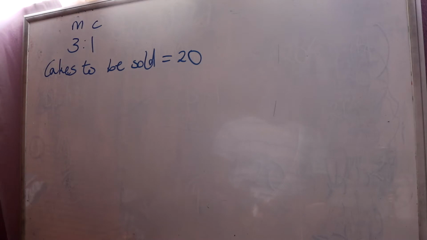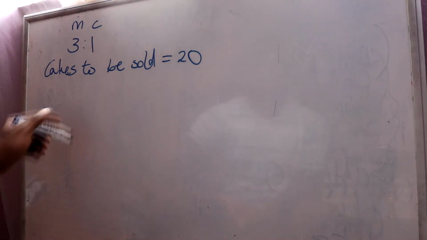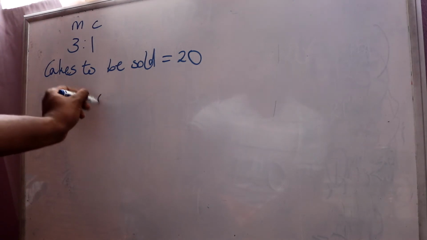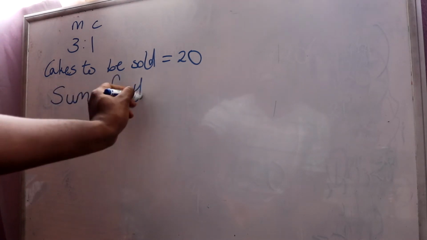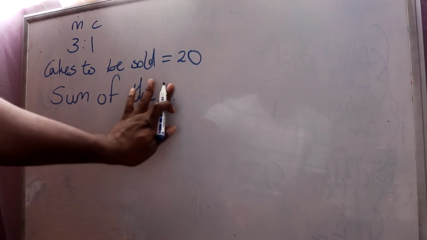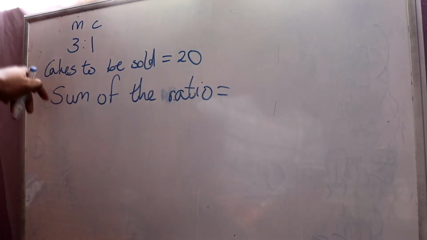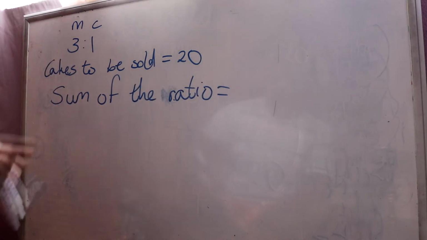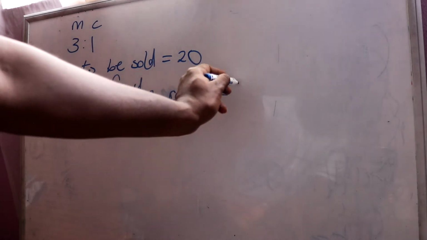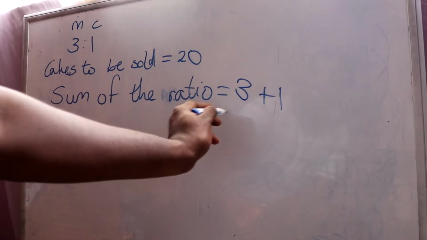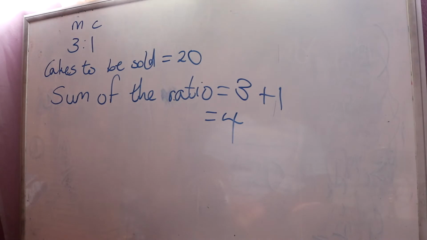Now, how do we work out this question? The first thing we have to do is find what we call the sum of the ratio. The sum of the ratio is just adding all of the numbers in the ratio. Our ratio is made of 2 numbers, 3 and 1, so you're just adding the 3 and the 1, and you get 4.